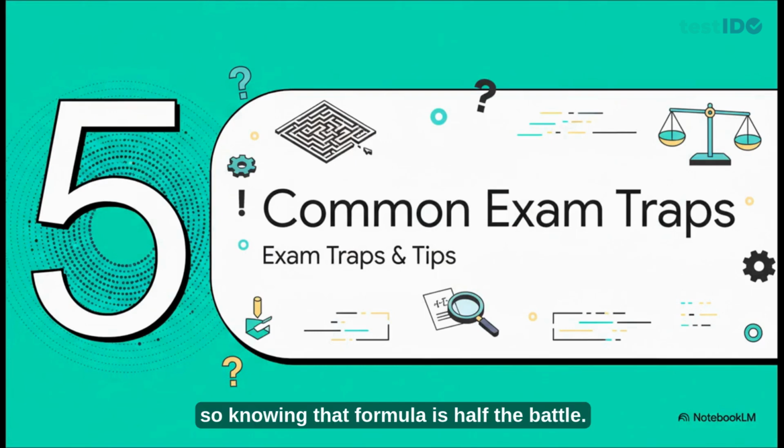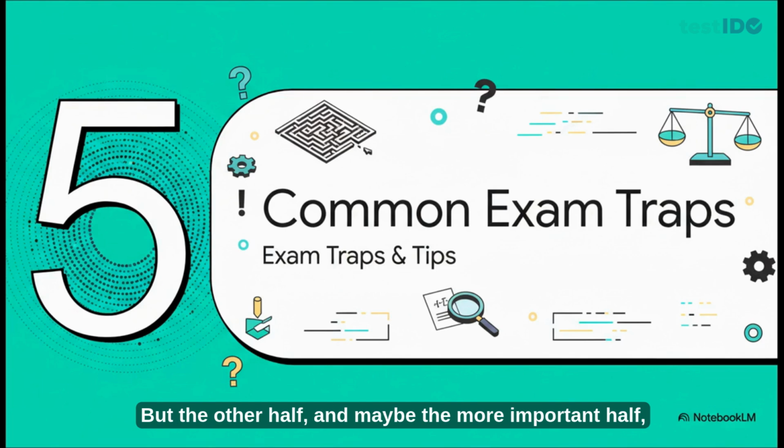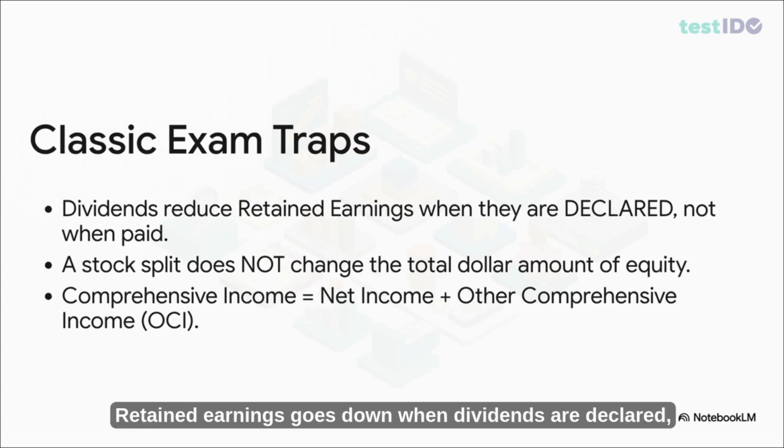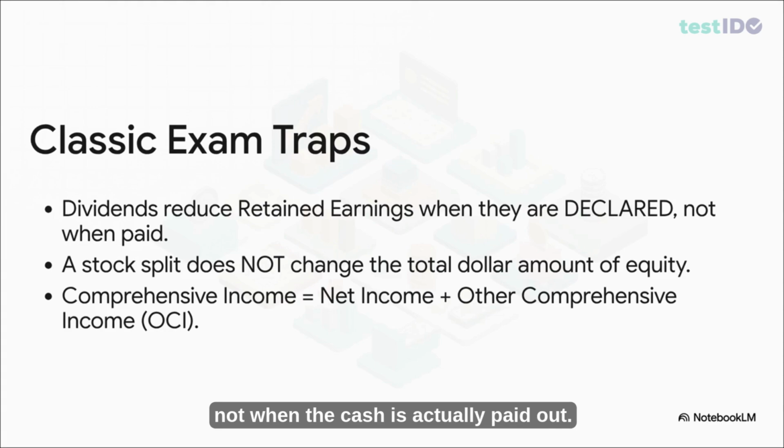All right, so knowing that formula is half the battle. But the other half, and maybe the more important half, is knowing all the sneaky ways the examiners will try to trip you up. They love testing the little details. Okay, let's look at 3 classic traps. First, the timing of dividends. Remember this, retained earnings goes down when dividends are declared, not when the cash is actually paid out. They love to test that timing difference.